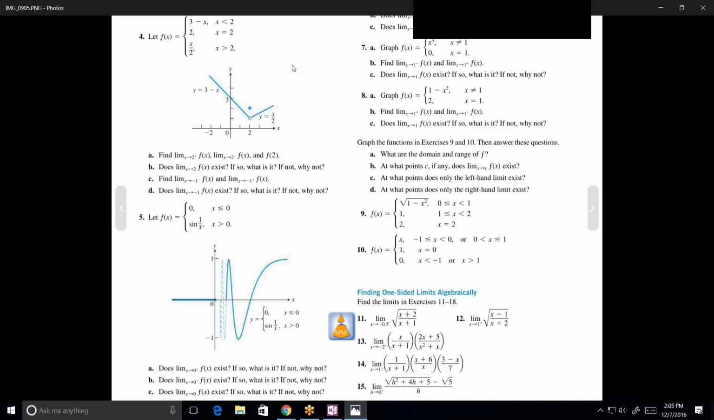What about as we approach -1 from the left? That would be 4. From the right? 4 as well. So does it exist? Yes, it would be 4. Okay. All right, the next one.